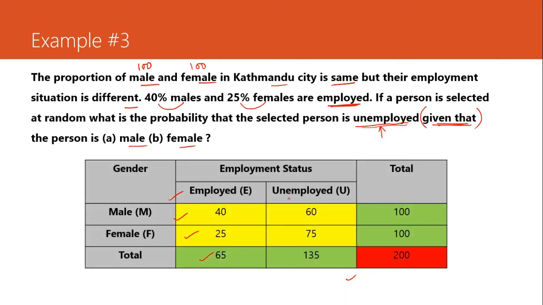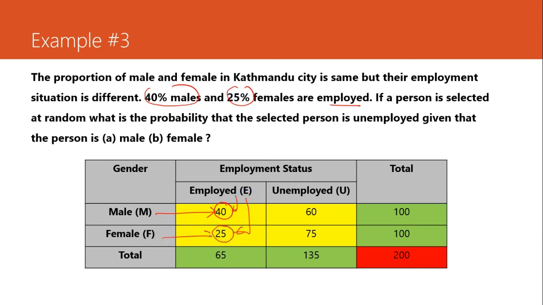Second step is constructing the table. So the first heading is gender, male, female, employment status, employed, unemployed, then total we have. It is telling 40% males are employed. So 40% of 100 is 40, but this 40 is employed. So 40 is written over here, employed, male. And this 25% is female are employed. So 25 is written over here, employed, female.